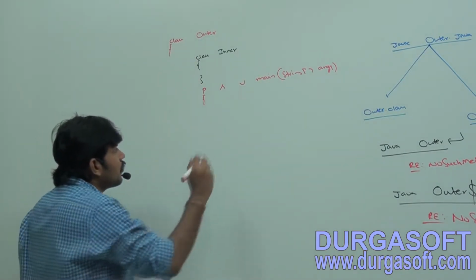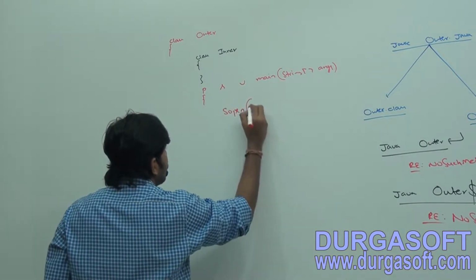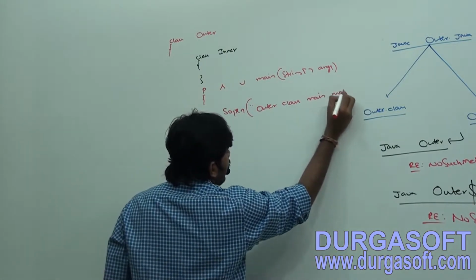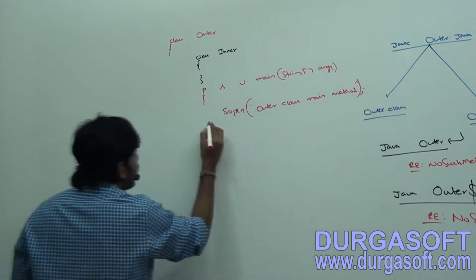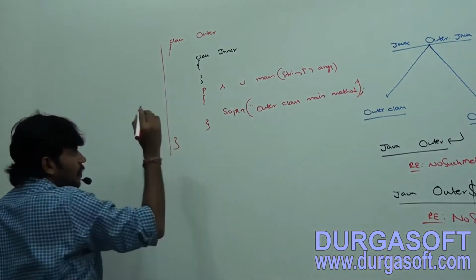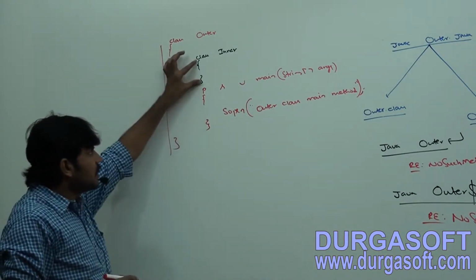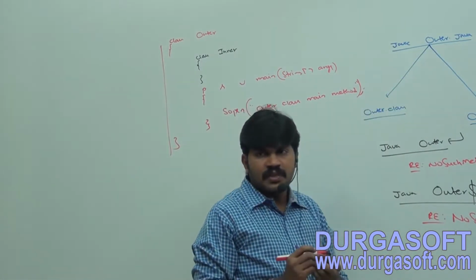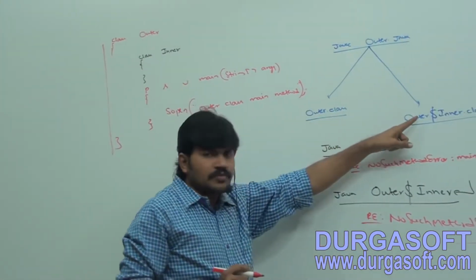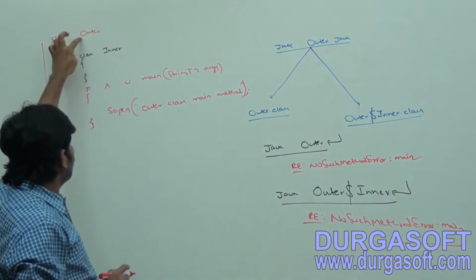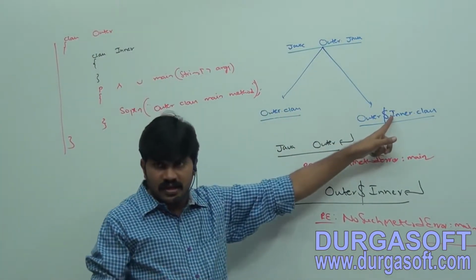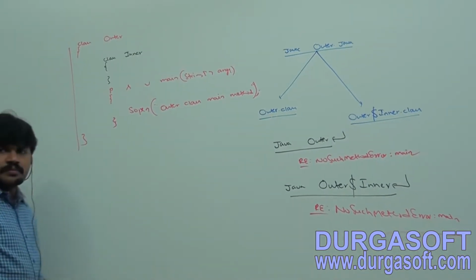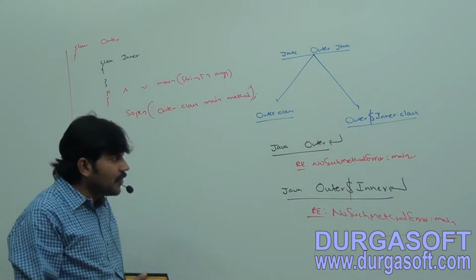Within the Outer class I am writing System.out.println("outer class main method"). End of the main, end of this one. Are you getting it? Class Outer, class Inner, and then the main method. javac Outer.java. How many .class files are going to be generated? Two .class files, outer class and inner class: Outer.class and Outer$Inner.class. java Outer. Can you tell what output I will get now?